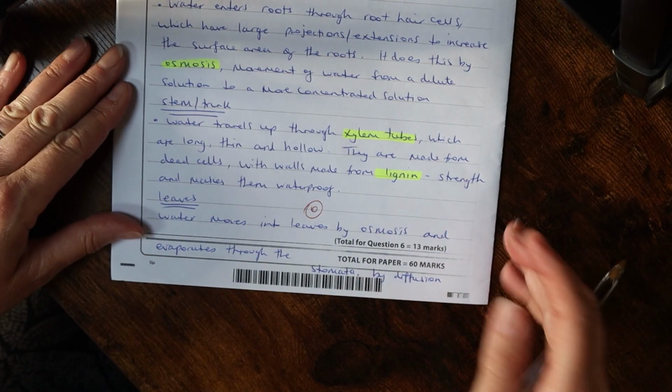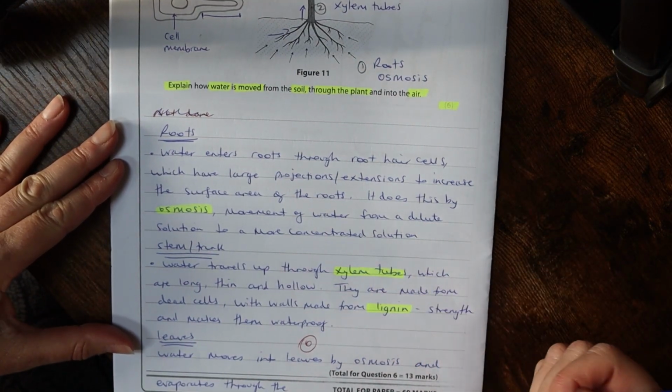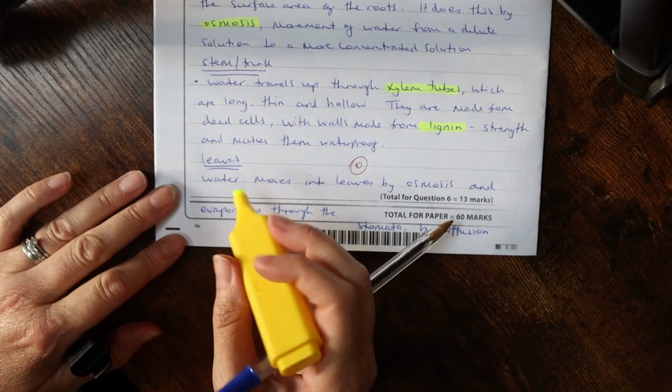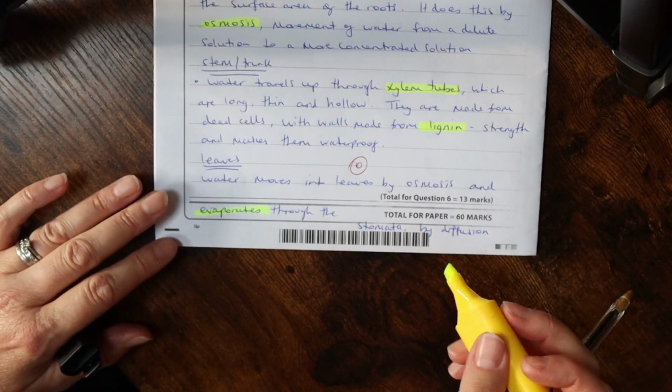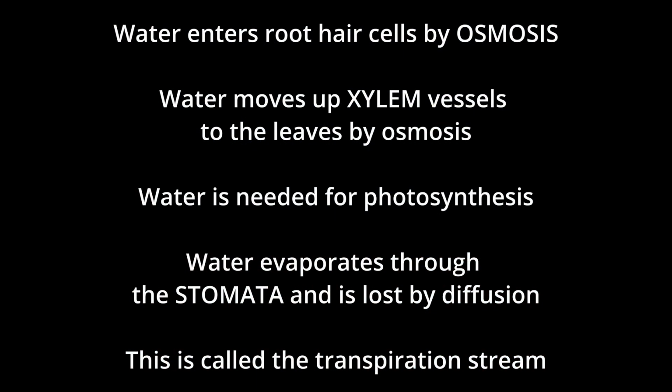So hopefully now you can see, if you get a 6-mark question, sort of the level of detail. For the leaves, you've got to talk about evaporation, which is obviously a change of state. It's liquid to gas through the stomata by diffusion.